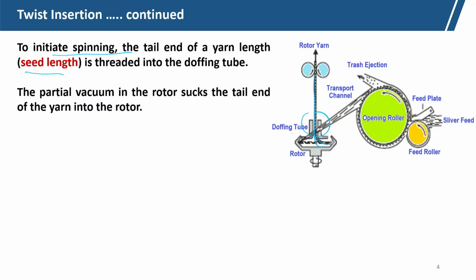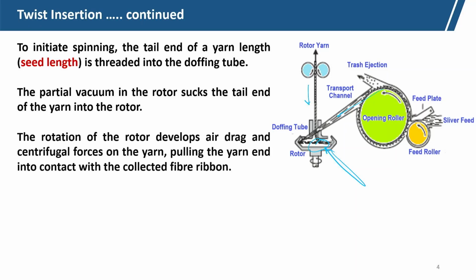The partial vacuum in the rotor will automatically suck the tail end of the yarn onto the rotor. So, there is a partial vacuum inside the rotor groove due to the high rotational speed of the rotor itself. So, it actually performs two functions. One is it sucks the fibers from the opening roller, and also it sucks the tailing end of the seed length of the fiber yarn.